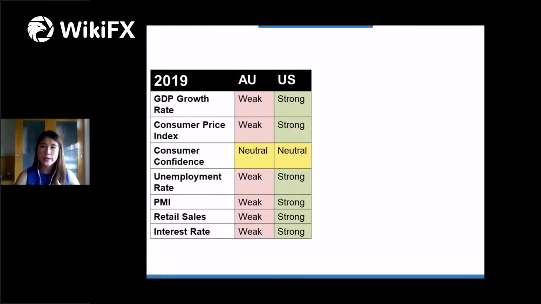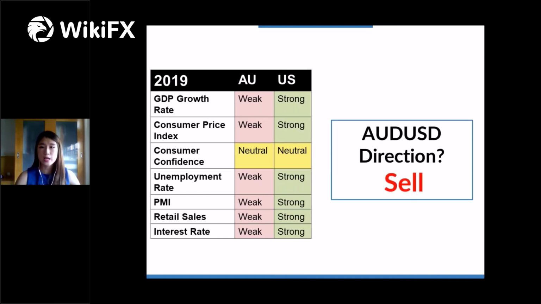So this is where we can forecast the direction of Australia. In the whole of 2019, when we compare both countries, it's quite obvious that Australia is doing worse, or I would say the United States is doing better than Australia. So we can forecast the direction, which is sell. Aussie US dollar is just sell.